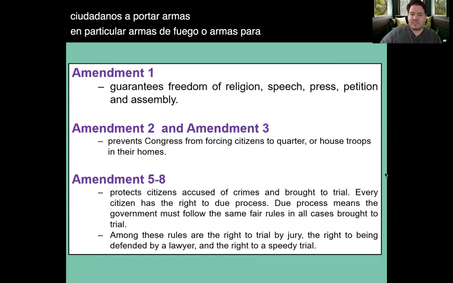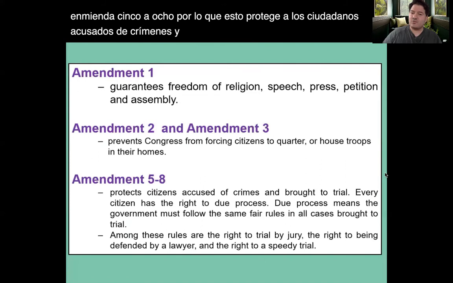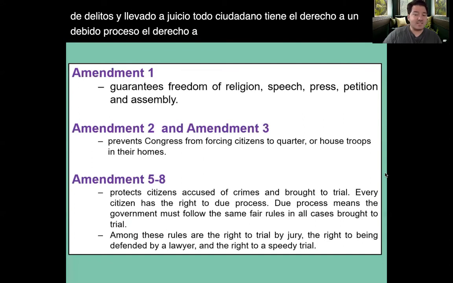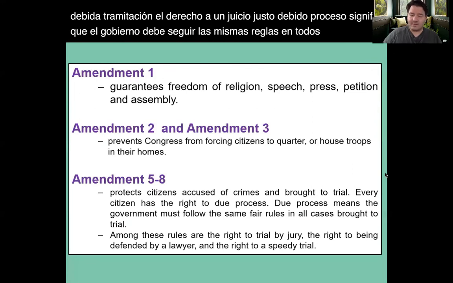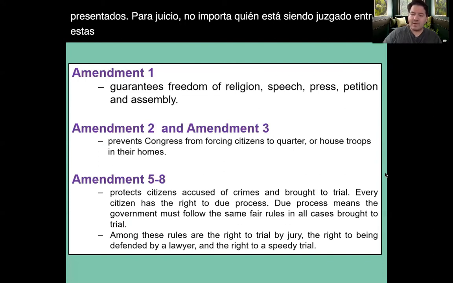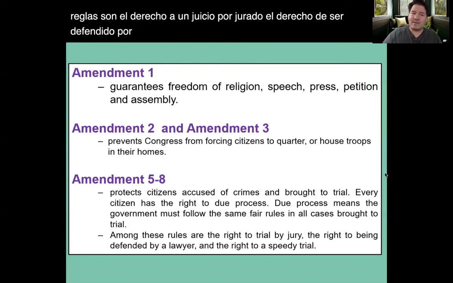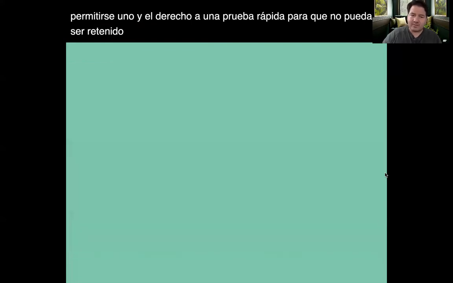Amendment 5 through 8. So this protects citizens accused of crimes and brought to trial. Every citizen has the right to due process, the right to a fair trial. Due process means the government must follow the same rules in all cases brought to trial, no matter who is being tried. Among these rules are the right to a trial by jury, the right of being defended by a lawyer, even in the event that you cannot afford one, and the right to a speedy trial. So you can't be held in prison for excessive amounts of time while you wait for your trial to be heard.